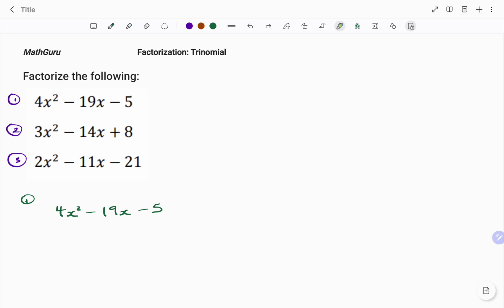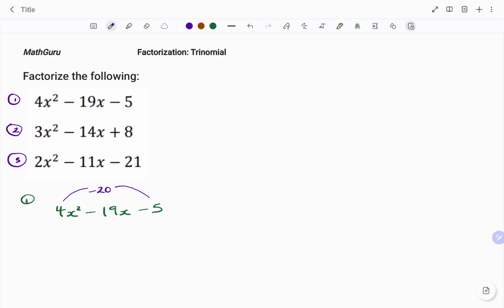So using the grouping method, I'm going to find a way to split up my middle term such that I have 4 terms. What I'm going to do is multiply the coefficient of x squared, which is 4 in this case, and my constant term, which is negative 5. Always make sure you check the signs. If I multiply 4 and negative 5, I'm going to have negative 20.